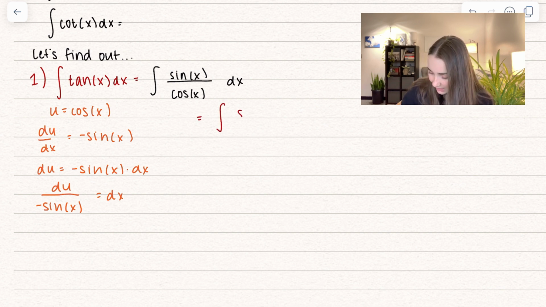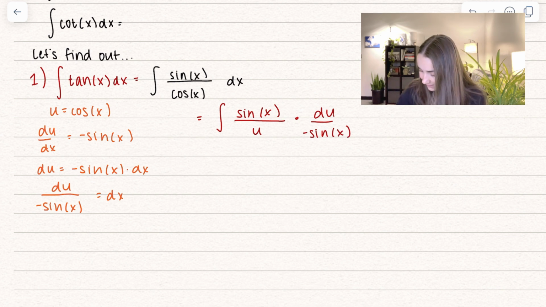So let's replace these pieces in our integral. First, that sine of x in the numerator stays the same, because we didn't do anything to change it. But now the denominator becomes a u. We can replace our dx with du divided by negative sine of x. And notice here that our sine of x's cancel out. We still have that negative 1, so don't forget it. I see that dropped all the time. It's okay if we do, we just have to remember it.